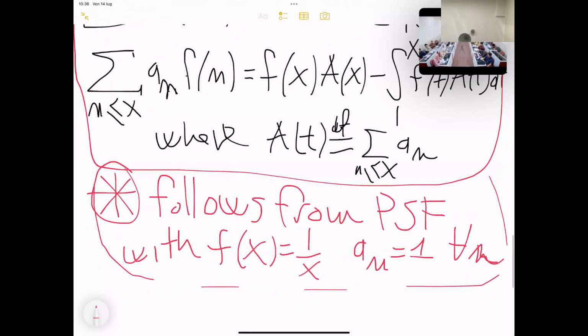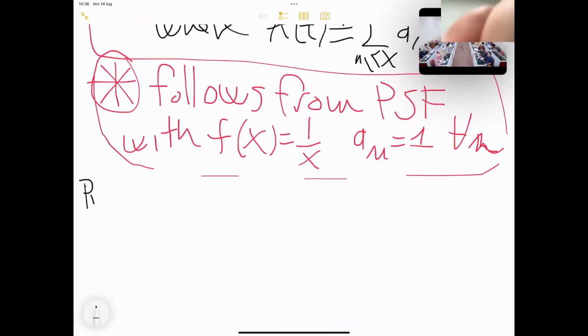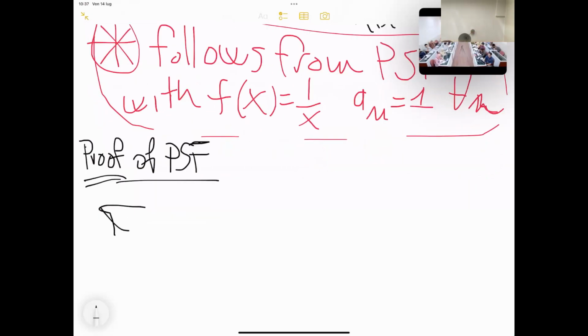Okay, so now let's give some proof of the partial summation formula. So let's see how it comes. So let's start from, oops, sorry.